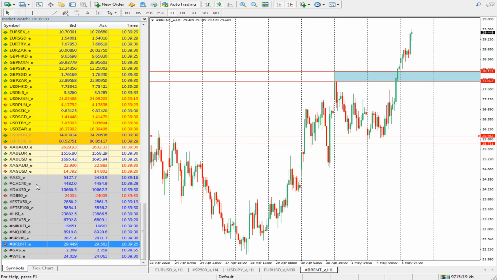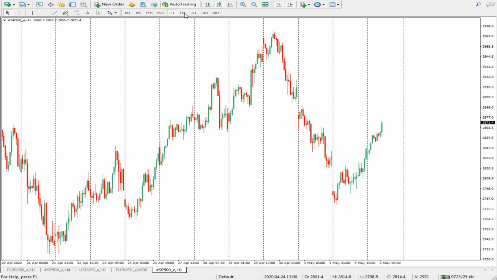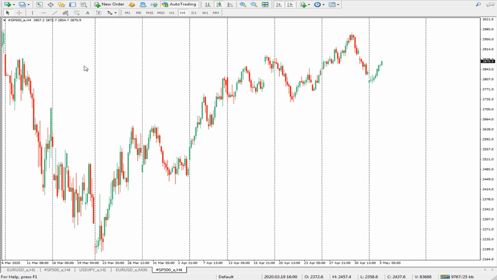So let's see what we have on the next symbol. Brent oil, SP500. SP500 is recovering to the upper side. We are seeing price continue to move upwards, and as it is now, this is very much bullish.